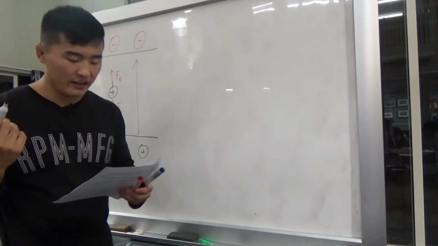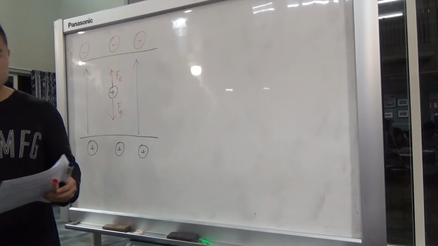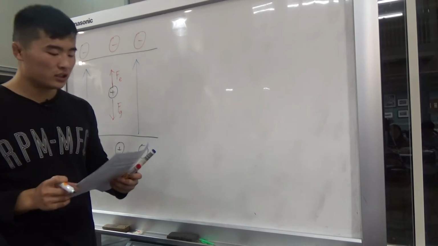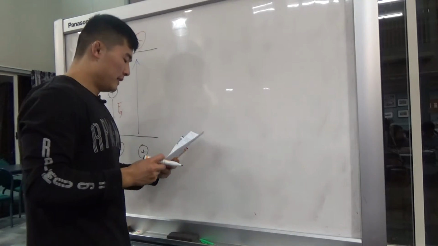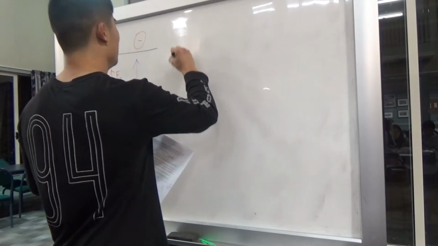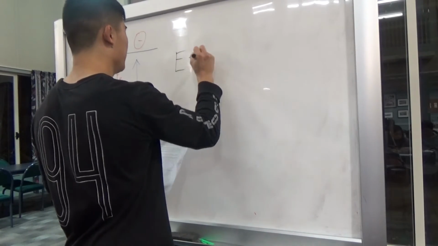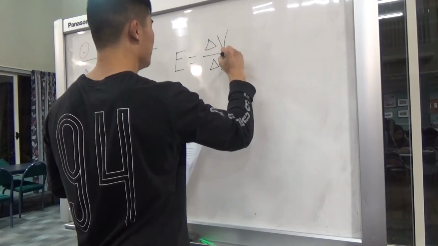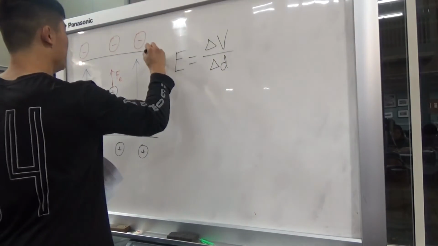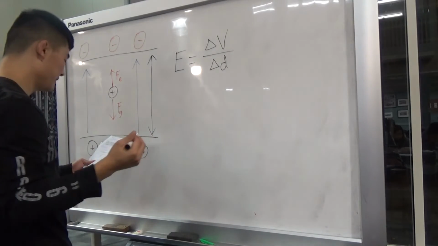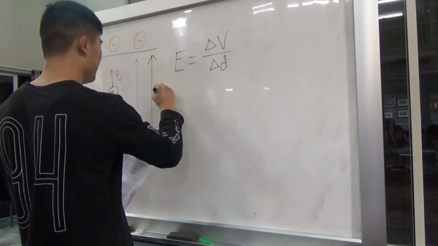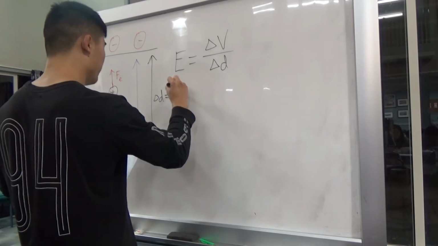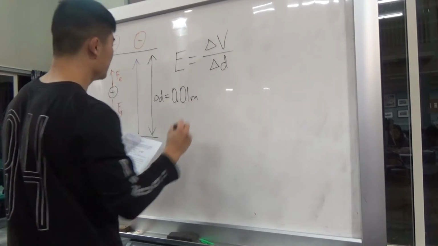So what we want to find out is the potential difference, or in other words, the voltage. The electric field strength is equal to delta V over delta D. We know that the distance between the two plates is 10 millimeters, so delta D is equal to 0.01 meters.